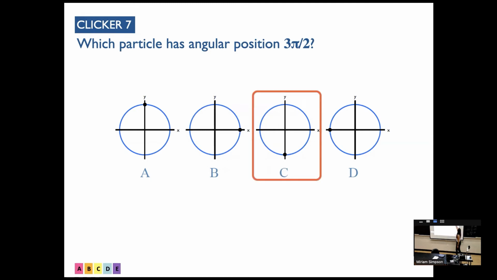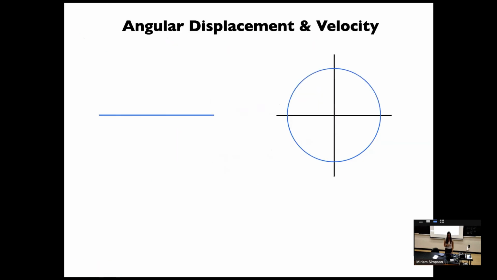So where's this dot? This would be 0, this is pi over 2, this would be pi, this is 3 pi over 2, and this is 2 pi or 0. So we're just going counterclockwise around the circle, and all the way around the circle is 2 pi. So let's talk about how we use these coordinates to calculate things we've already calculated in x and y.